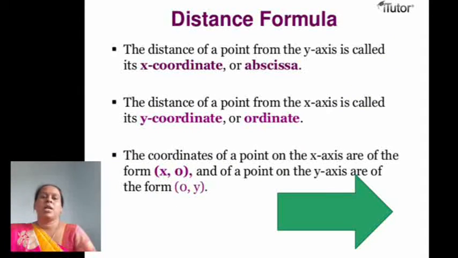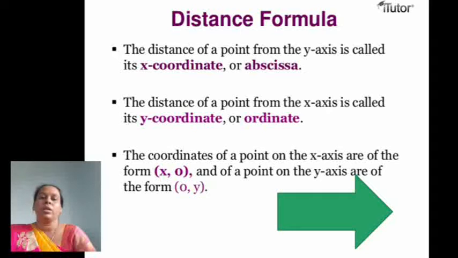Same definitions are given. The distance of a point from the y axis is called the abscissa or x coordinate. Definition of y coordinate or ordinate: the distance of a point from the x axis is called the y coordinate or ordinate.